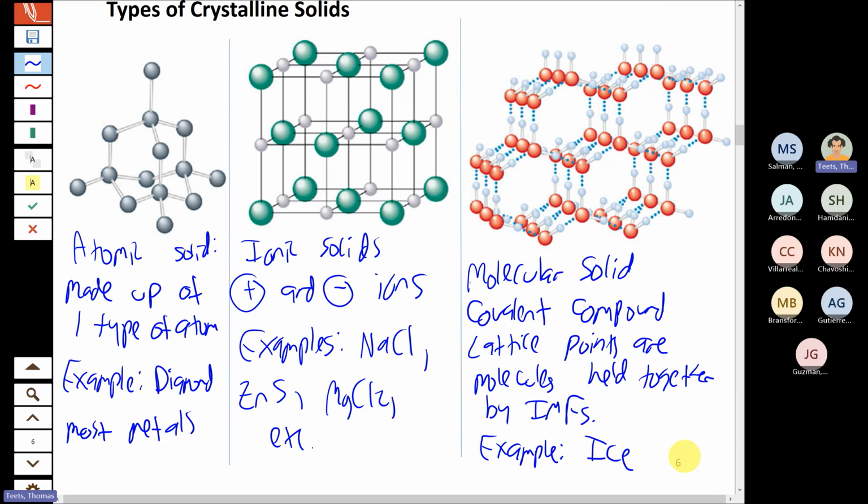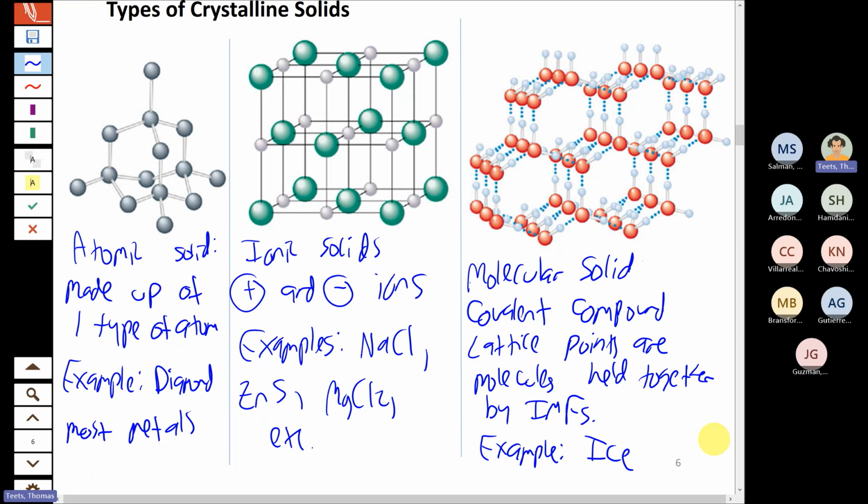And if you've ever seen a snowflake, I know we don't see them very often in Houston, but they often have these sort of nice hexagonal shapes to them and patterns, and that's because of the crystalline arrangement of the water molecules in these regular, often hexagonal patterns as is shown here. Okay, so those are the types of crystalline solids.